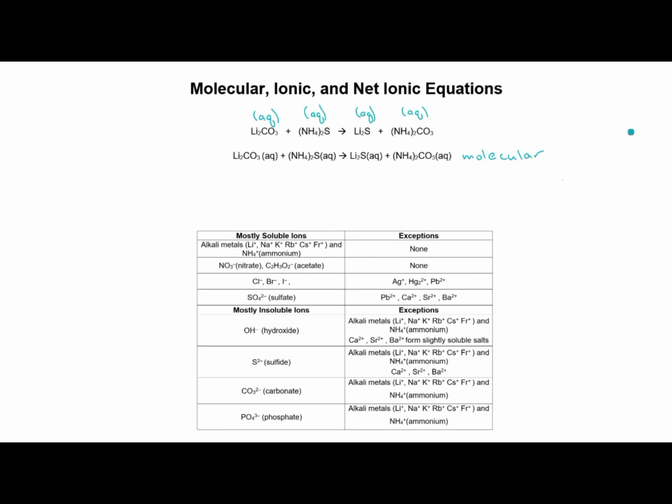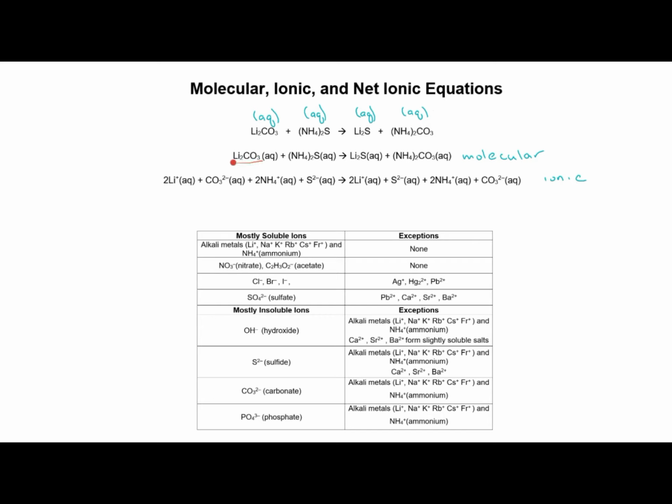Now let's go to the ionic equation. Remember, every salt that's soluble, we are going to break apart into cations and anions. So here is my ionic equation. They do get quite long, don't they? But let's see how my salts break apart.